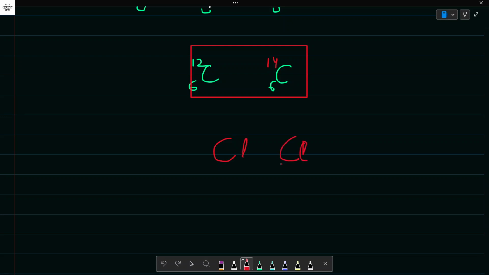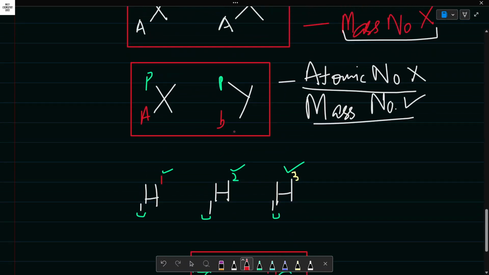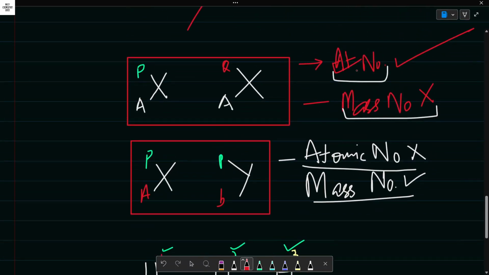The atomic number of chlorine is 17, so 17 here. One isotope has a mass number of 35. On the other hand, this isotope has a mass number of 37. So these are the two isotopes of chlorine. Here you can understand what isotopes are. These are species with the same atomic number but different mass number.